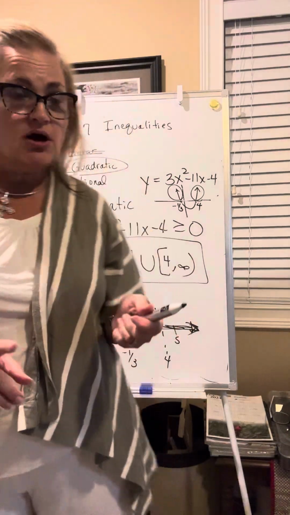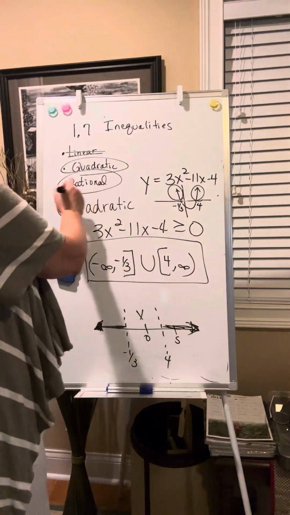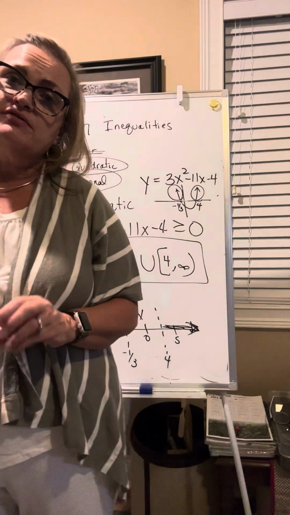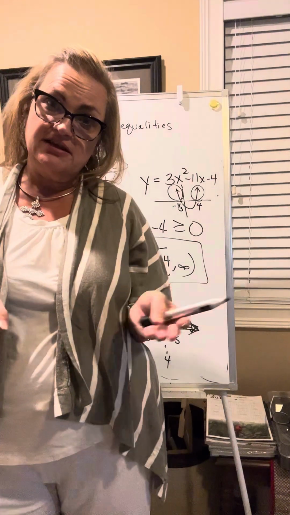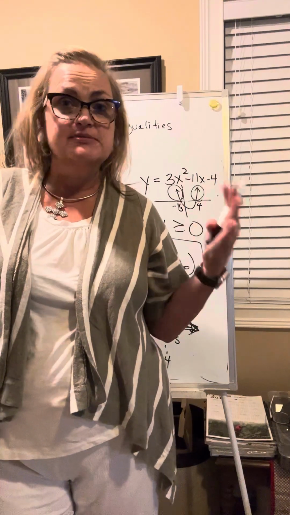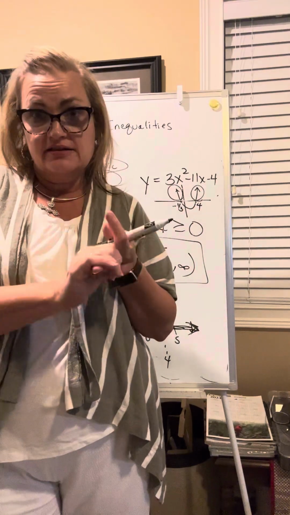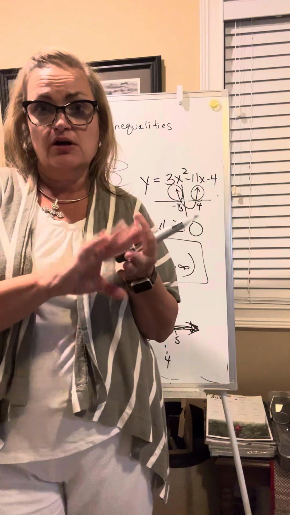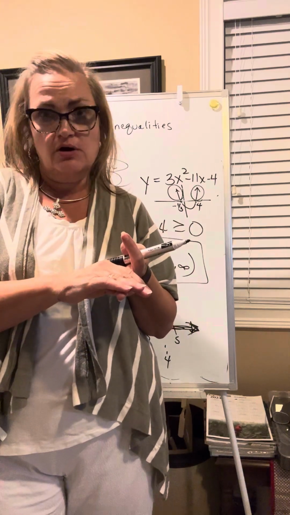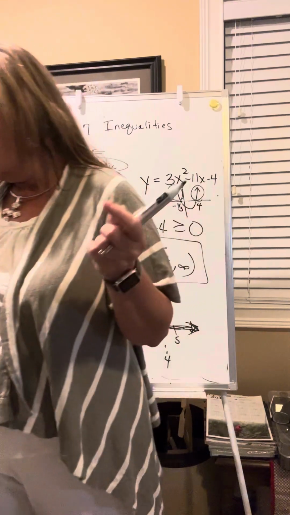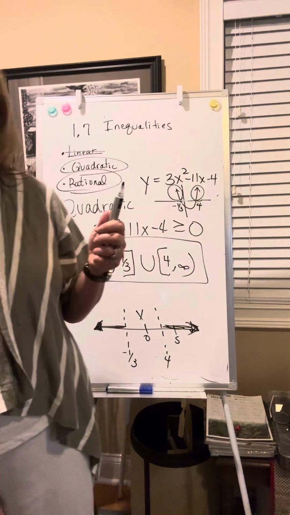So the last topic in 1.7, we're going to talk about what to do with the fractions whenever you have an inequality. Again, the theme of 1.7 is the different types of inequality. Linears, quadratics we just saw, and in the last video for this section, we'll talk about what to do with the rational inequalities. Those are the fraction inequalities. So we'll come back to that on this next video.